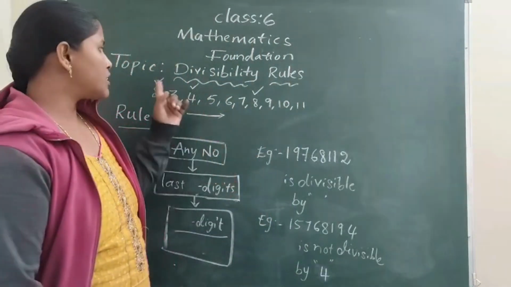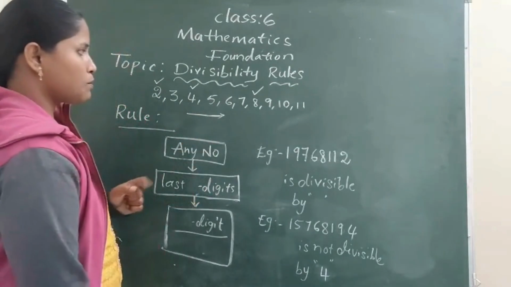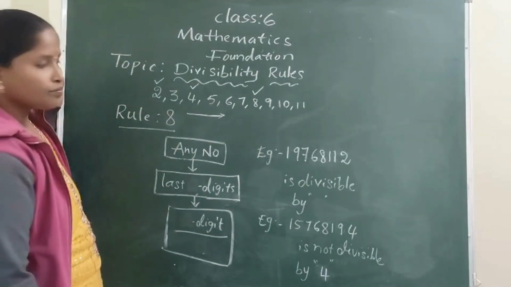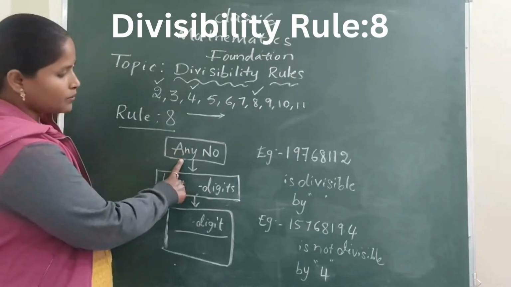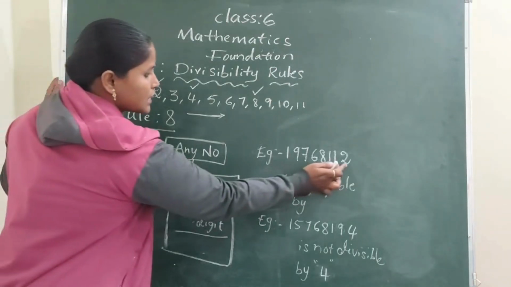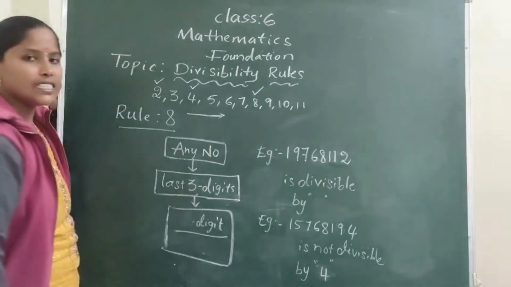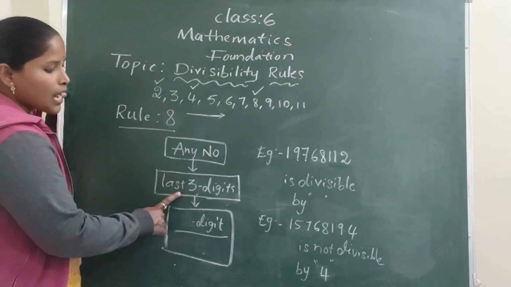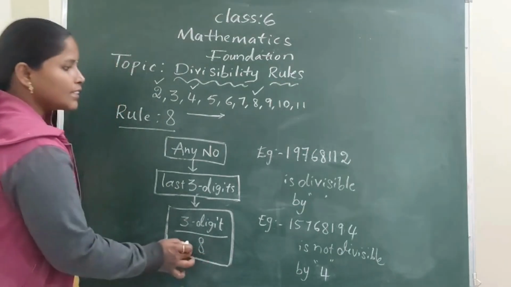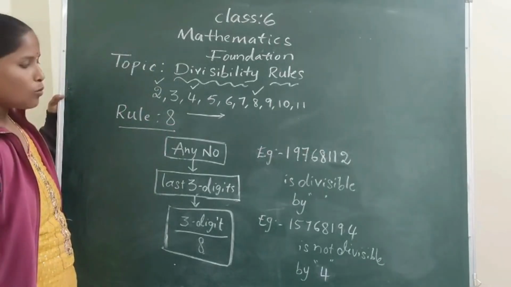Till now we learned the divisibility rule for 2 and the divisibility rule for 4. Now I am going to explain the divisibility rule for 8. You can consider any number. The last 3 digits of a number you have to focus on. If the last 3 digits of a number are divisible by 8, then the whole number is divisible by 8. Understand? What is the rule for 8?